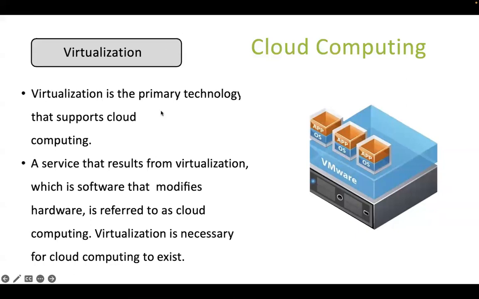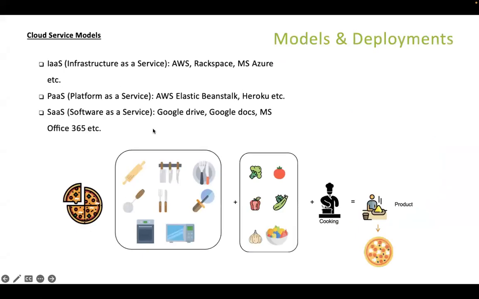Now, every cloud has three types of technology, folks, or three types of models, we can say. Maybe you know about that. What are the models? First is infrastructure as a service. Second is platform as a service. And the third one is software as a service. We'll understand what infrastructure as a service is, what we can call platform as a service, and in which scenario we can use software as a service.